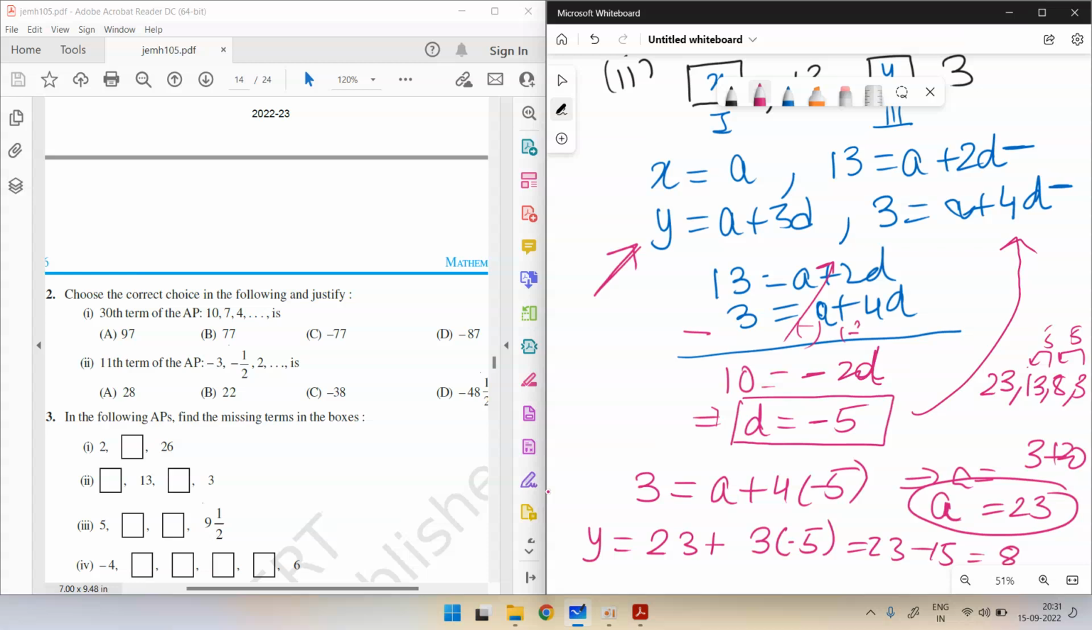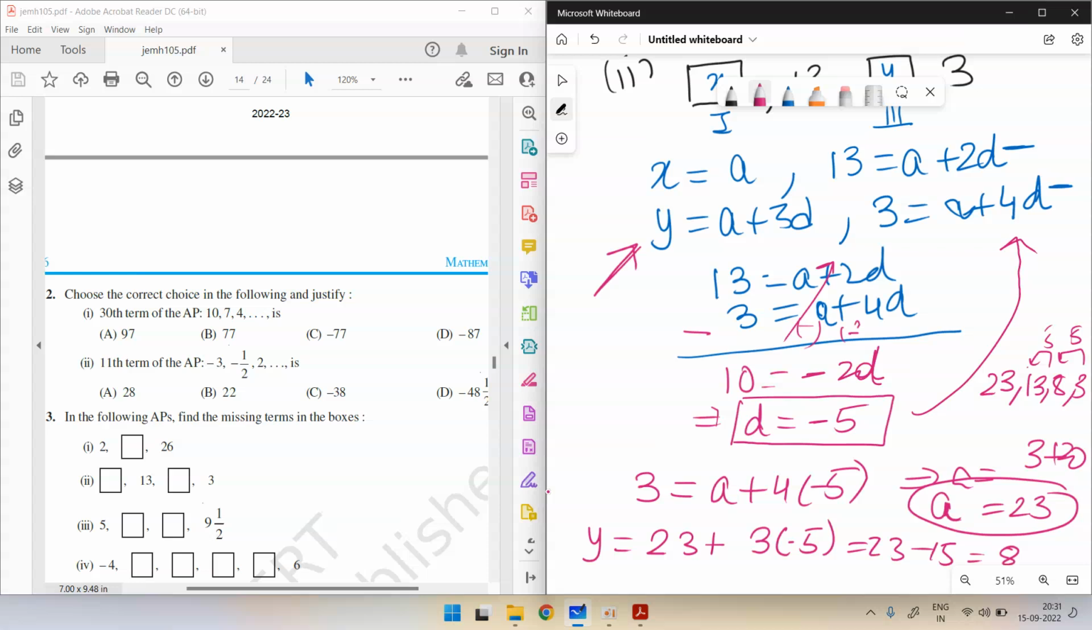Should be 18. This is a plus 3d, a plus 2d, a plus 3d, a plus 4d. So I subtract this 2. This has become 10 equal to minus 2d. So d equals minus 5. And if I substitute the minus 5 here, 3 equals a plus 20 minus 20, and my a is 23. Yes, a is 23. This is correct.